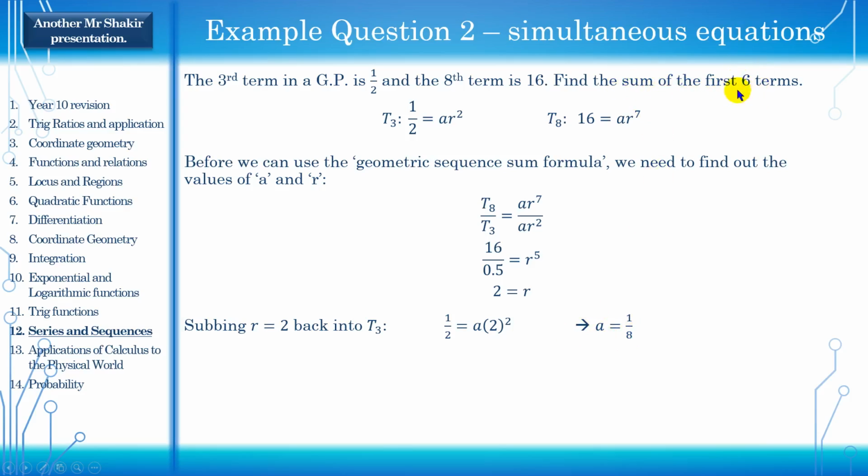I know N is 6. Use the formula, sub everything in. A, which is 1/8, R, which is 2, to the power of 6. A(R^n - 1) over R - 1. So it's just a formula, subbing in the values, put in the calculator, you get the answer.